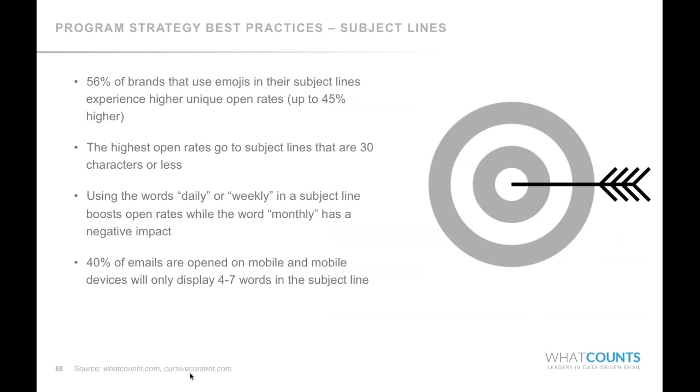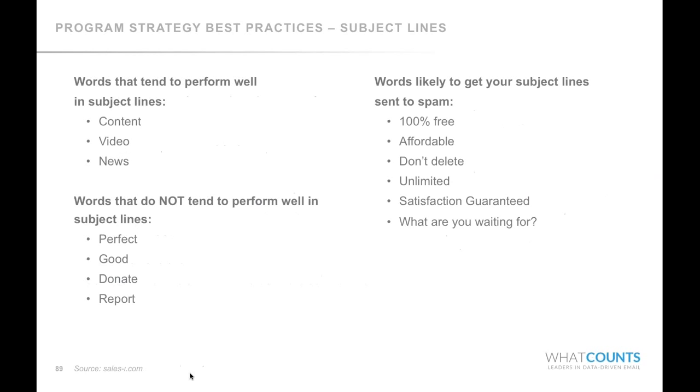As far as subject lines, 56% of brands that use emojis in their subject lines experience higher unique open rates. So that's definitely something I would encourage you to test out if you haven't already. Highest open rates go to subject lines that are 30 characters or less. Using the words daily or weekly in a subject line boosts open rates, while the word monthly has a negative impact. And 40% of emails are opened on mobile, and mobile devices will only display 4 to 7 words in the subject line. So really keep that in mind when you're thinking of subject lines and creating your emails.